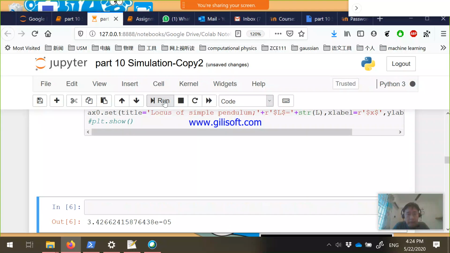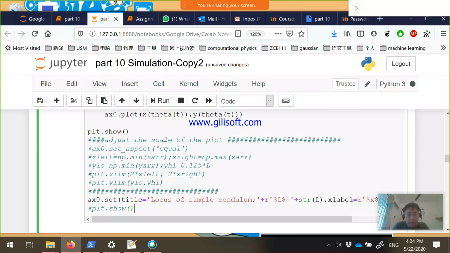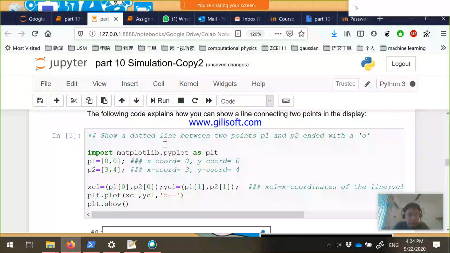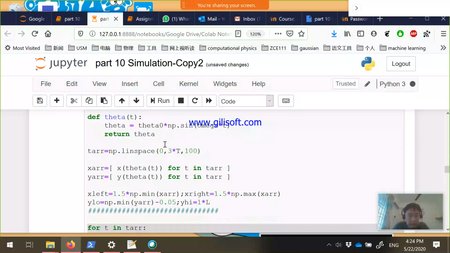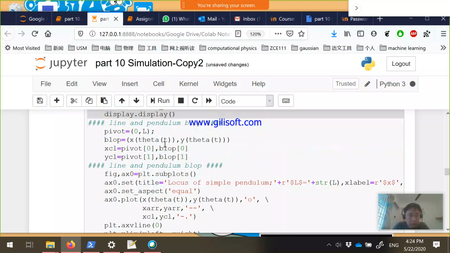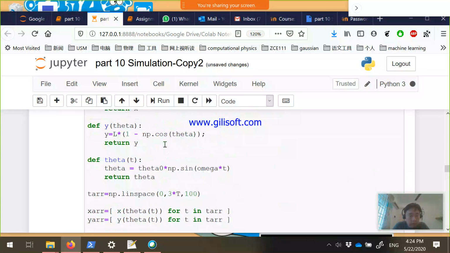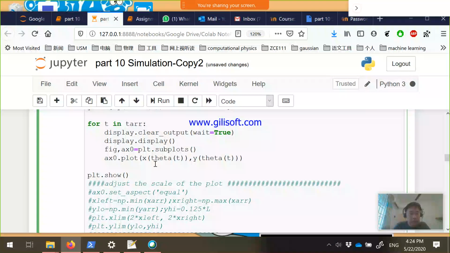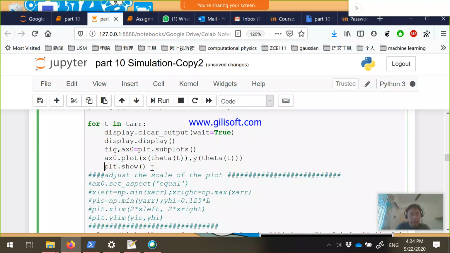Let me try to do it again. Run. Is there any output? No. I think this is very common. I always get this problem. I don't know how to fix it either. Okay, let me check my code. It seems to be correct. I think plt.show, no, okay. I think it should be here. I think this plt.show should be here.